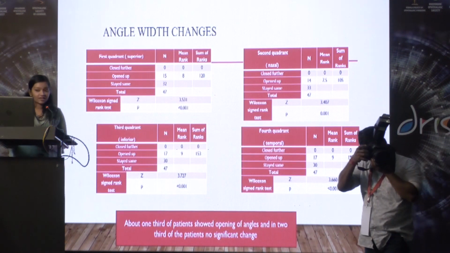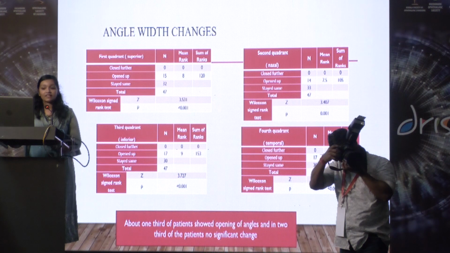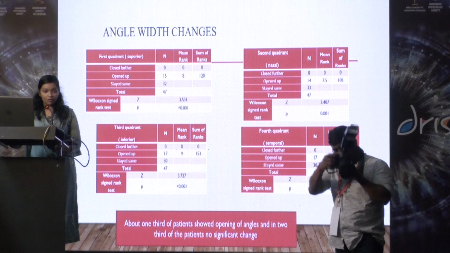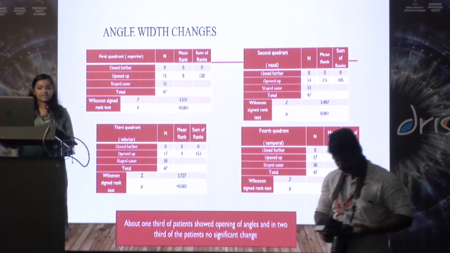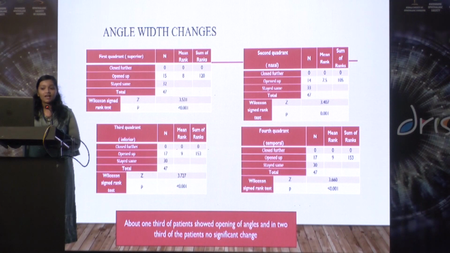This shows the angle with changes. The superior quadrant was taken as the first quadrant, and the nasal quadrant is taken as the second one. The inferior is taken as the third quadrant, and the temporal one is taken as the fourth quadrant. In the first quadrant, among 47 eyes, in 15 eyes the angle was opened up, and in 32 eyes the angle width stayed the same. The same change can be seen in the other three quadrants also.